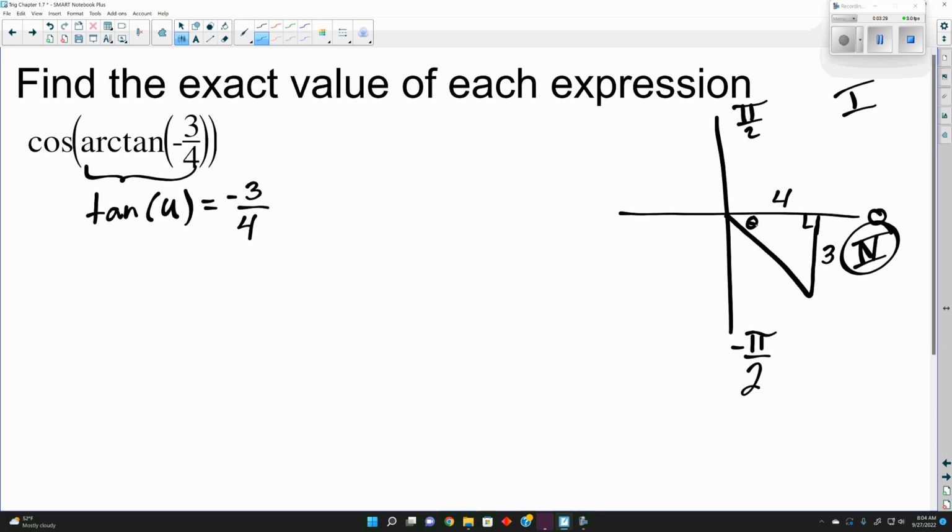Because if I look at the sides of that triangle, which one's going a negative direction? The 4 or the 3? The 3, yes? Because if we go down past the x-axis, that's our negative. It answered it for us. We didn't have to figure out which one's going to be negative because we set it up in the correct quadrant.